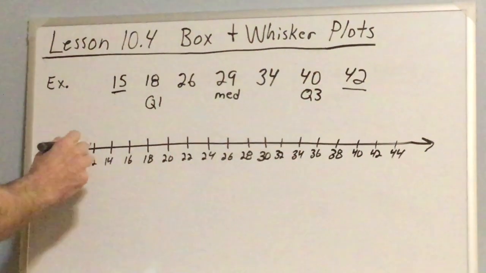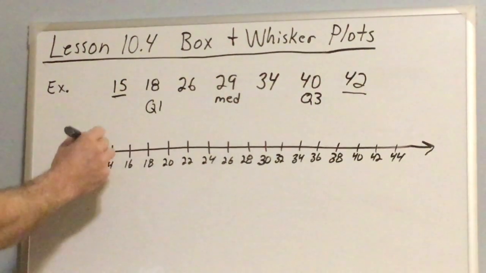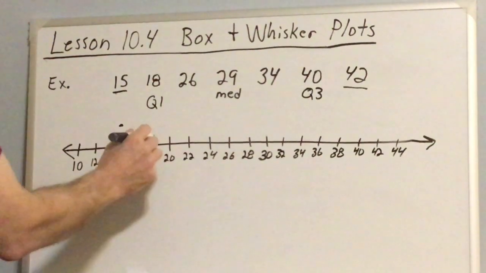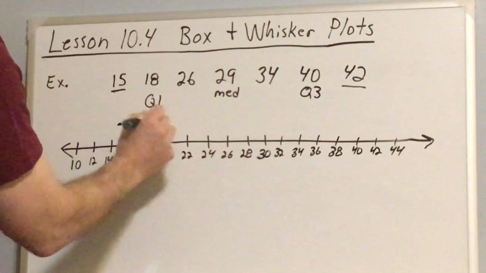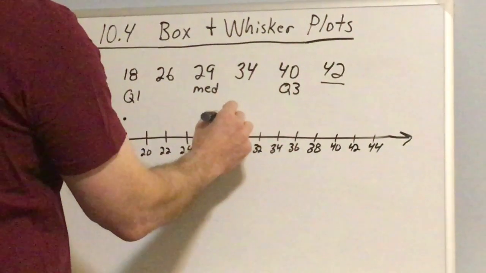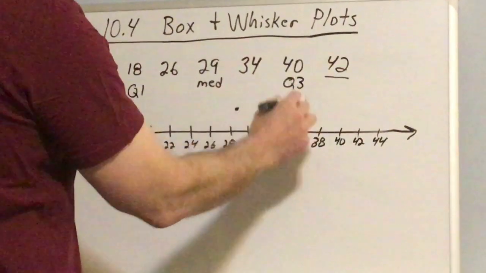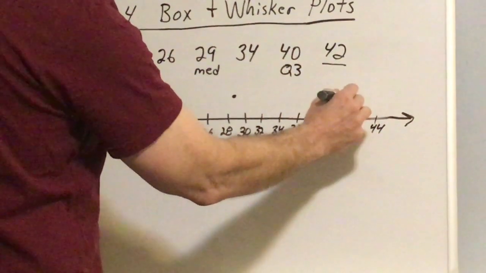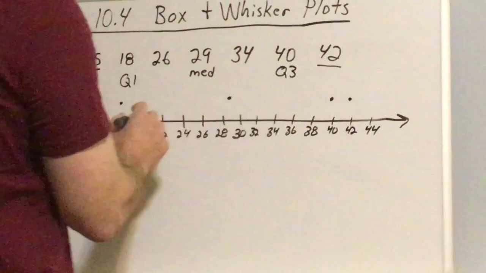So I'm going to put my dots, my 5-number summary right here. 1 dot at 15, which is my least value. 1 dot at 18, which is my quartile 1. 1 dot at 29, which is over here, is my median. 1 dot at 40, which is my quartile 3. And 1 dot at 42, which is my greatest value.